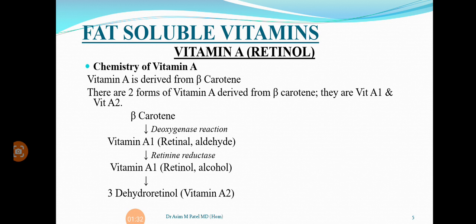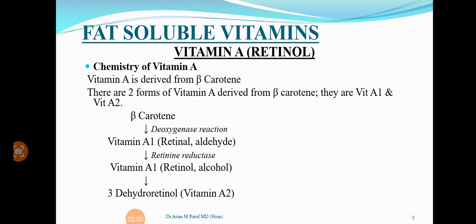The next thing is about the fat soluble vitamins. Here, the first one is vitamin A, also known as retinol. The chemistry of vitamin A. Vitamin A is derived from beta carotene. There are two forms of vitamin A derived from beta carotene. They are called vitamin A1 and vitamin A2.